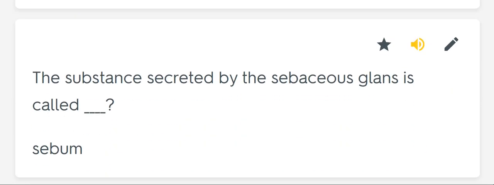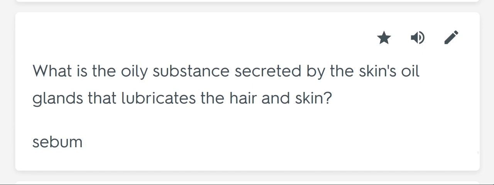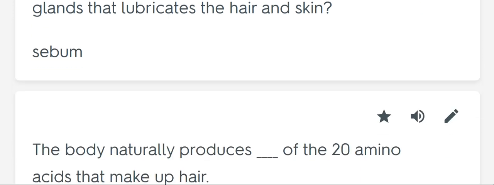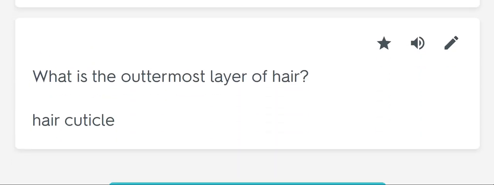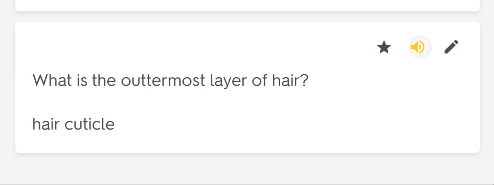The substance secreted by the sebaceous glands is called sebum. What is the oily substance secreted by the skin's oil glands that lubricates the hair and skin? Sebum. The body naturally produces 11 of the 20 amino acids that make up hair. What is the outermost layer of hair? Hair cuticle.